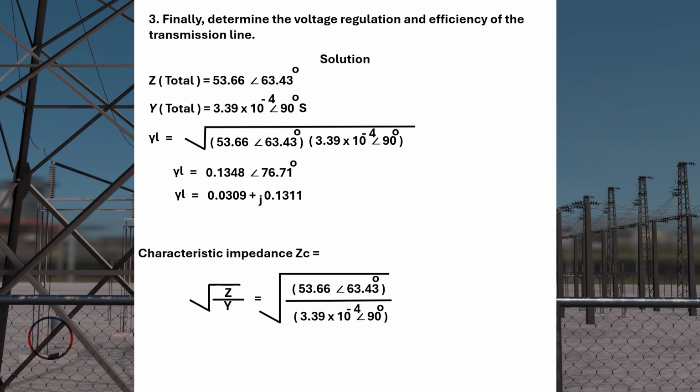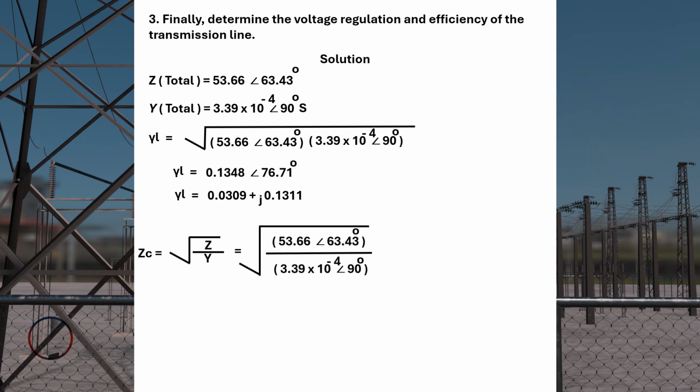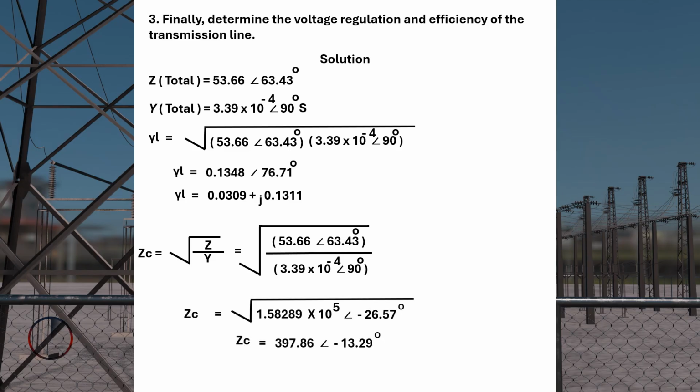So the characteristic impedance, ZC, is given by square root Z over Y, equal to square root of 53.66 at an angle of 63.43 degrees, over 3.39 times 10 raised to minus 4 at an angle of 90 degrees. The result of it will be this here. And finally, characteristic impedance ZC will equal 397.86 at an angle of minus 13.29 degrees.